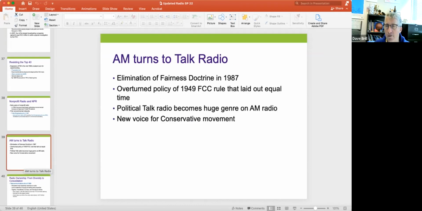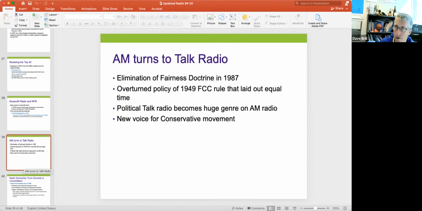AM turns to talk radio. So the Fairness Doctrine, which is a pretty big deal: in 1987, basically the Fairness Doctrine was something that overturned a 1947 FCC rule that laid out equal time. So if, for example, you wanted to talk about conservative politics and you spent 2 hours, that meant that you had to have 2 hours of what would be the 180 of that, right? Something that was an opposing viewpoint. Well, that actually was overturned in 1987 by Congress. And when that happened, it then led to a very big shift in radio.